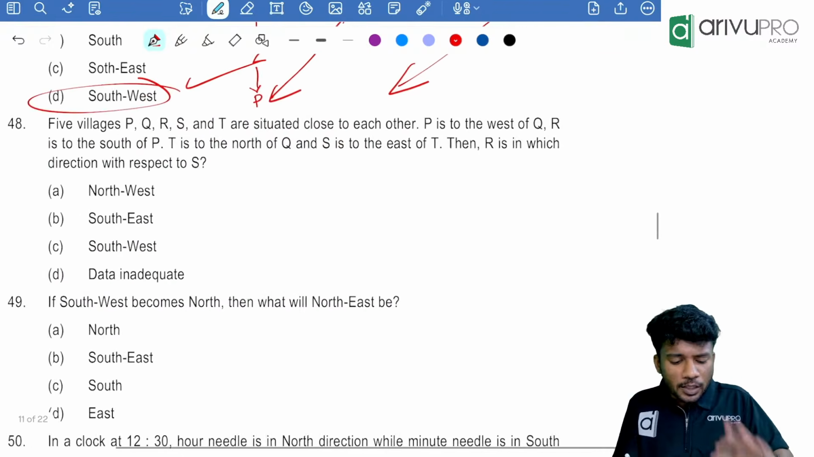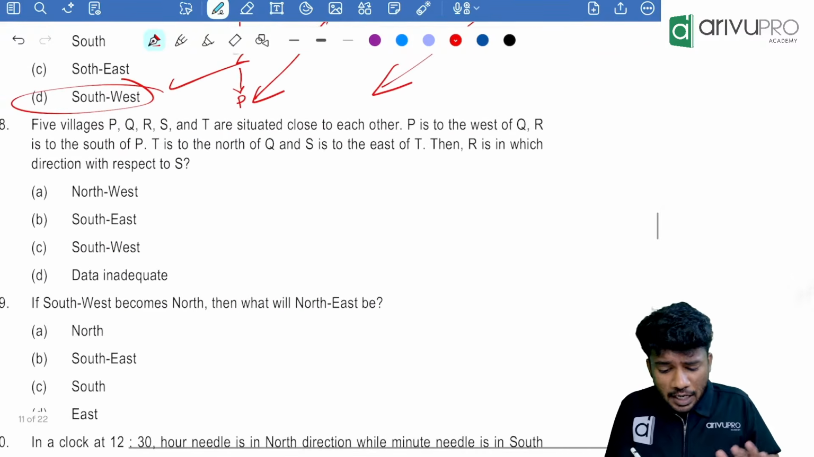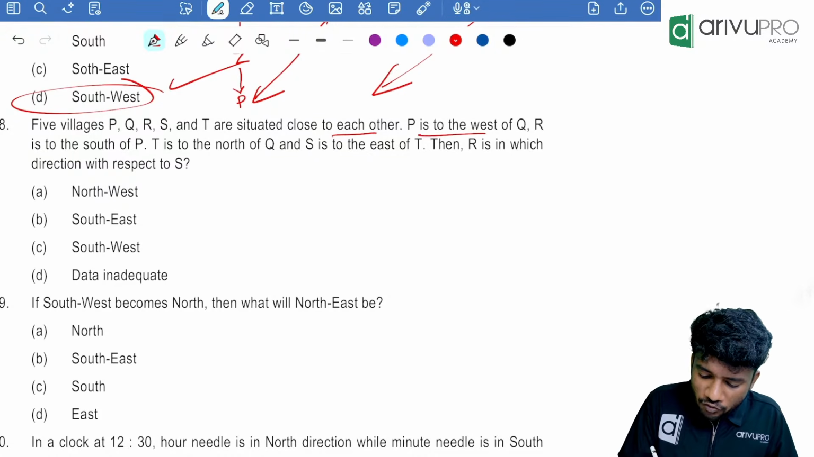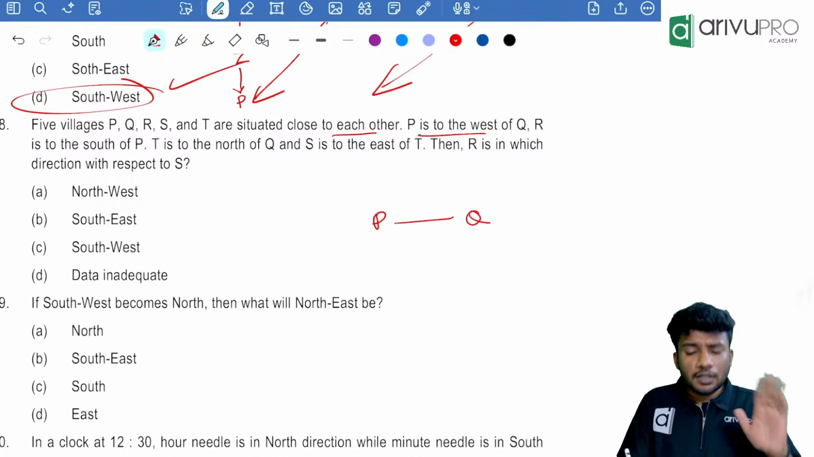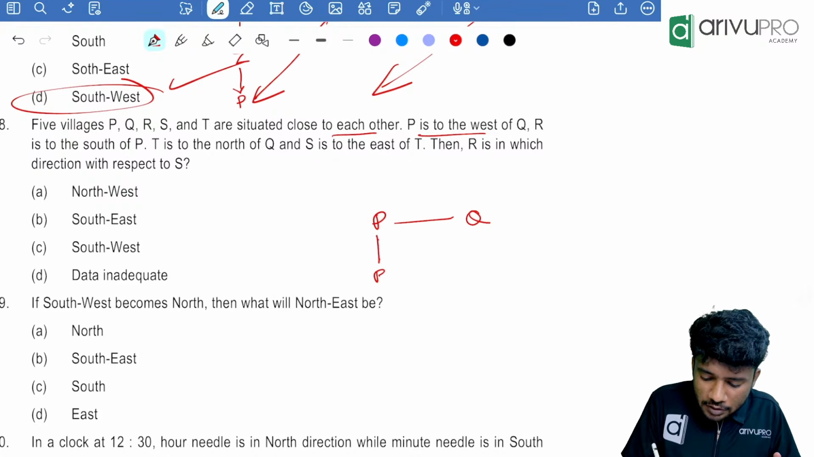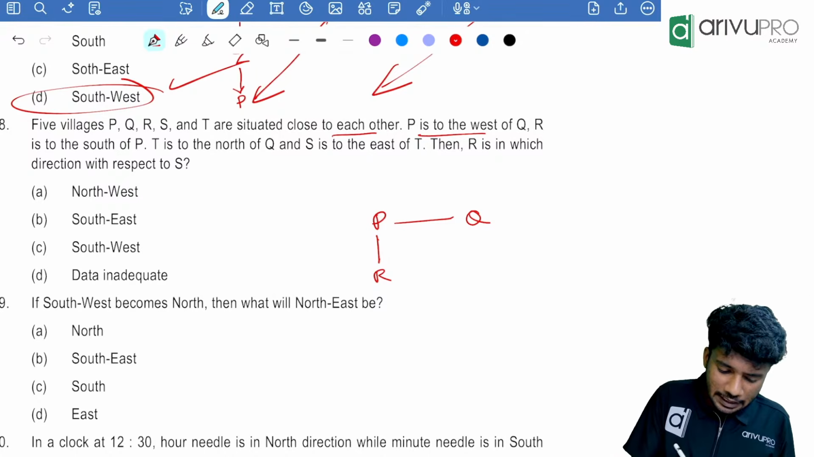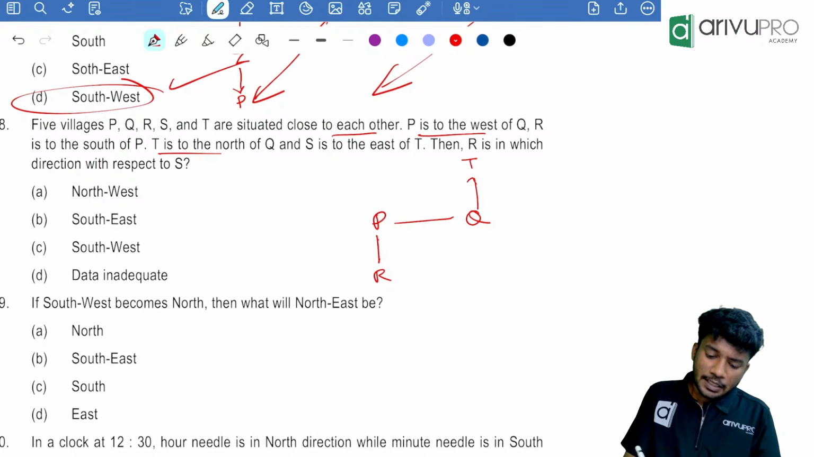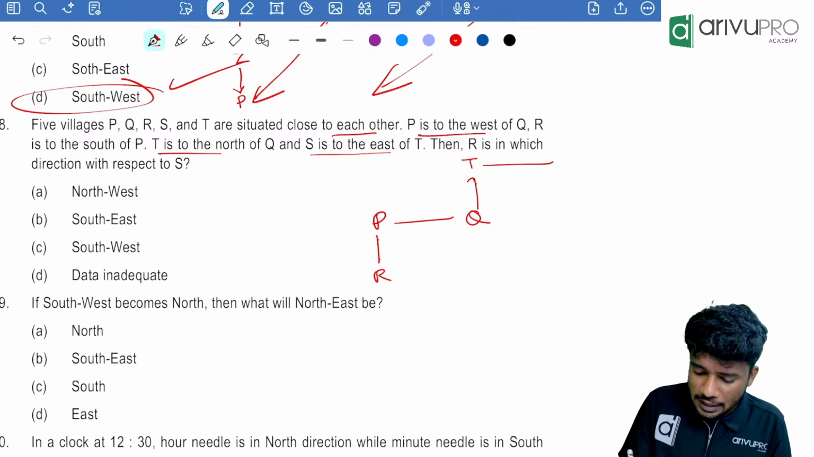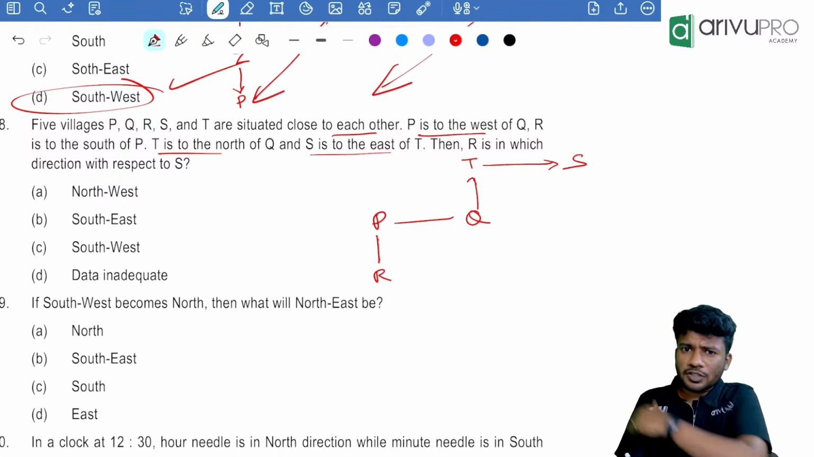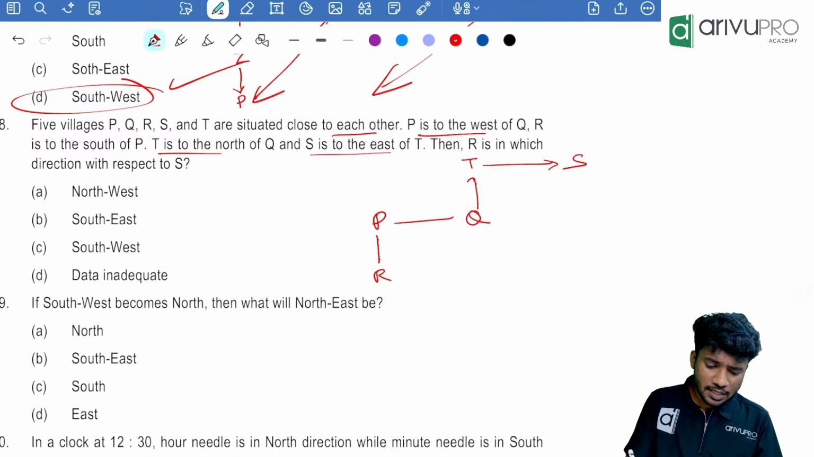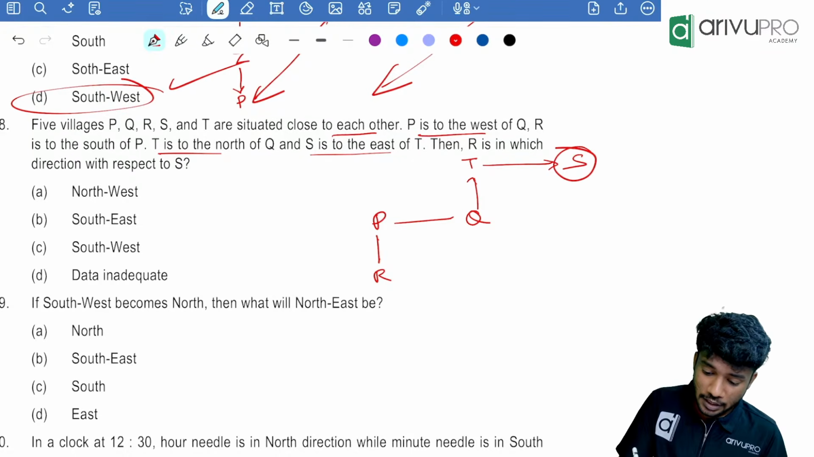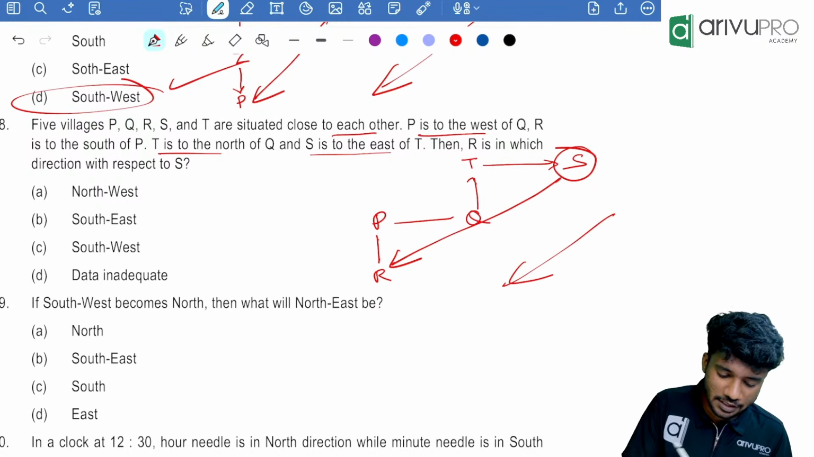Option D. Next one. 5 villages P, Q, R, S, T are situated close to each other. P is to the west of Q. Done. R is to the south of P. Down of P. Then T is to the north of Q. T is to the upside of Q. Then S is to the east of T. To the east side. Then people, R is in which direction with respect to S? With respect to S means if I take S as the reference point, R is in which direction? Southwest.